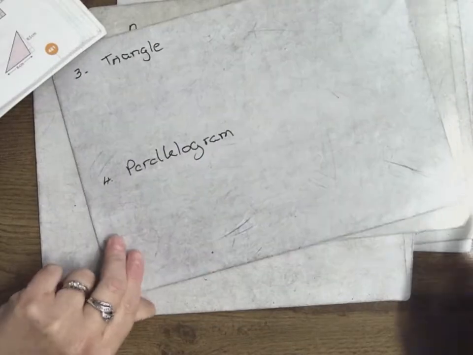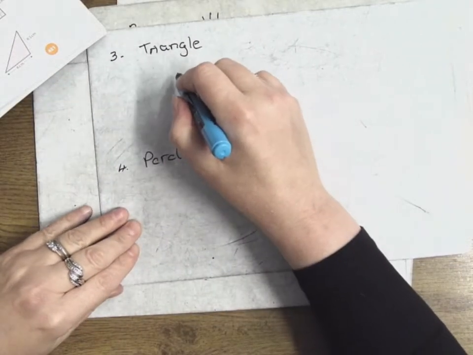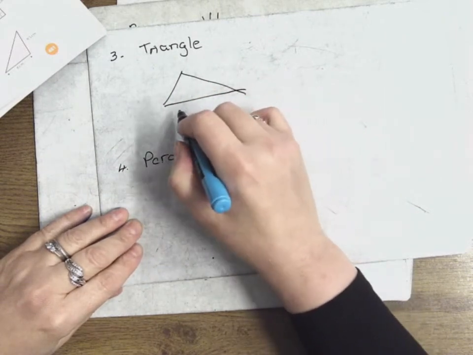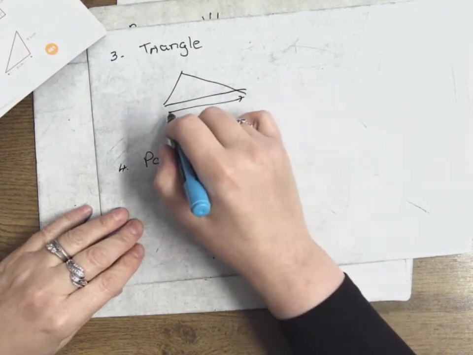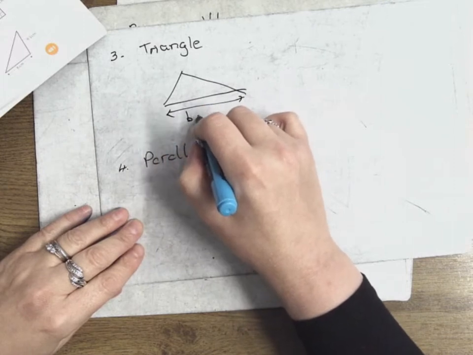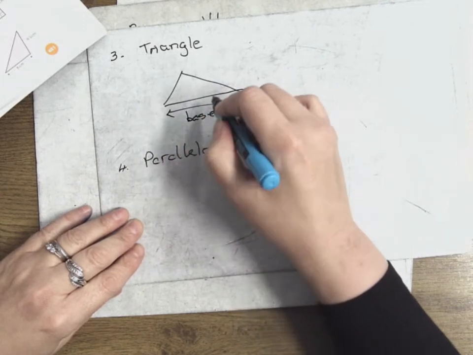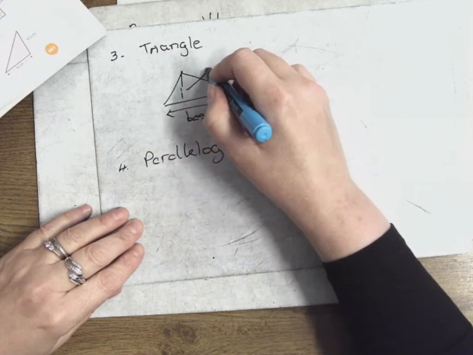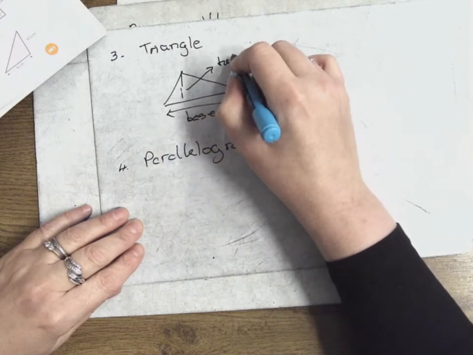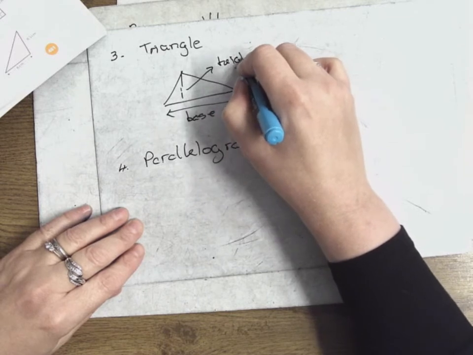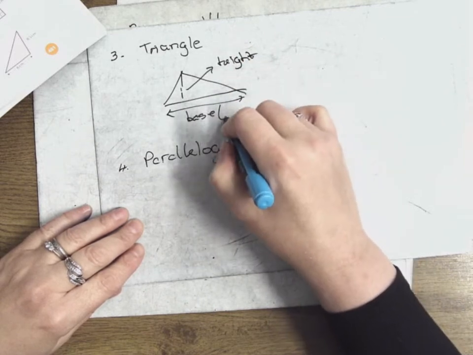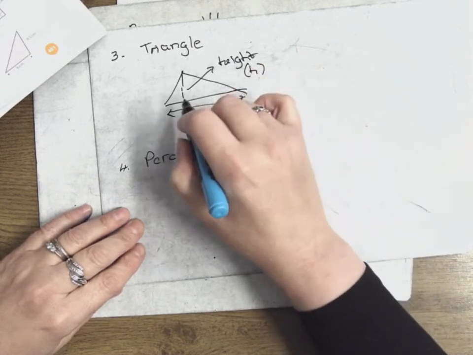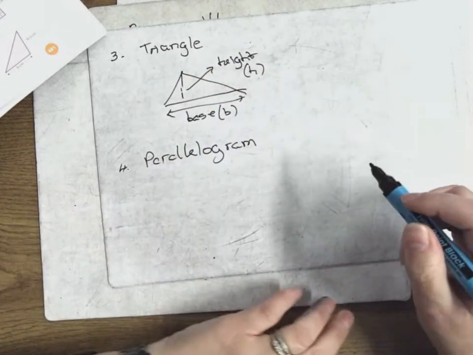Right, so the next shape, girls, is a triangle. So the length of the bottom line is called the base. This is called the base. And this is called the straight up height. The straight up height is called the perpendicular height, or I just call it the height. Is that okay? So I call the base B, and the height is the straight up height. So if you go from the bottom straight up to the top, right?